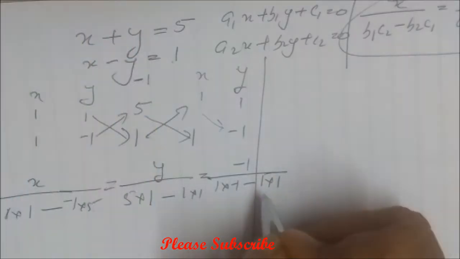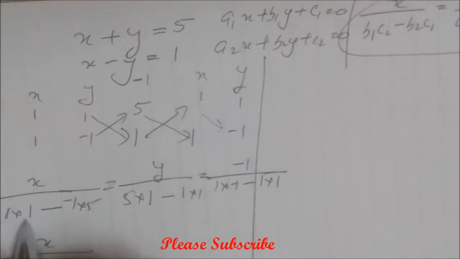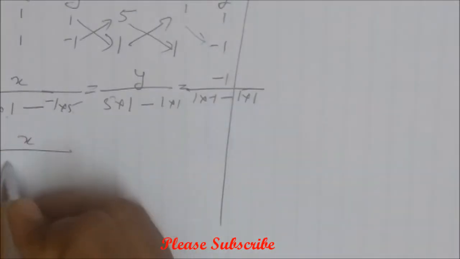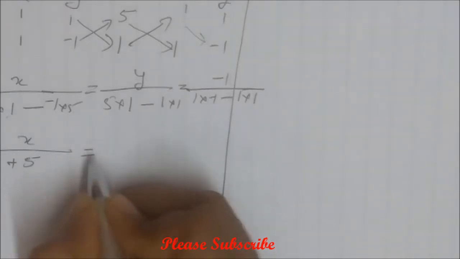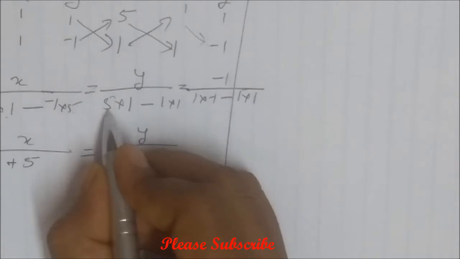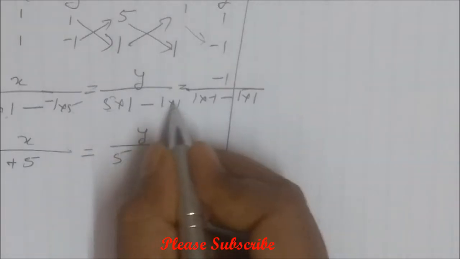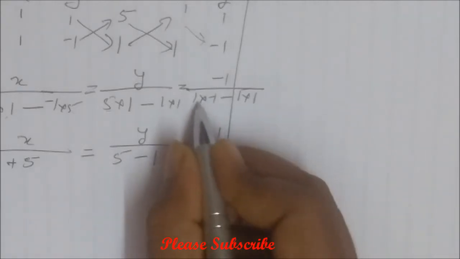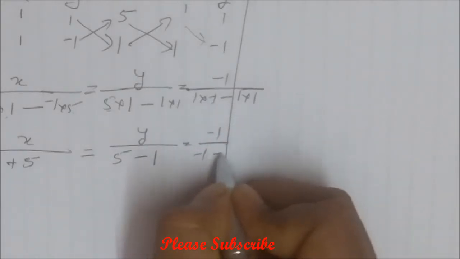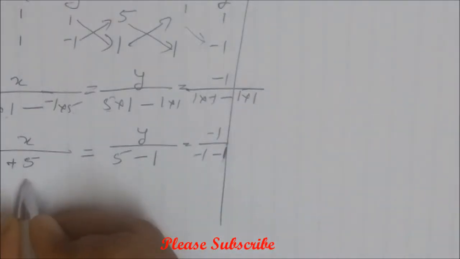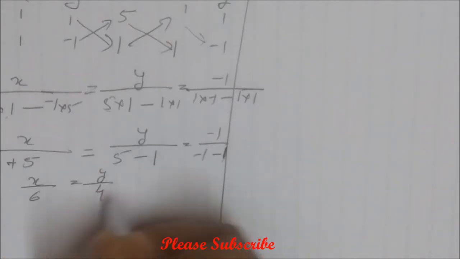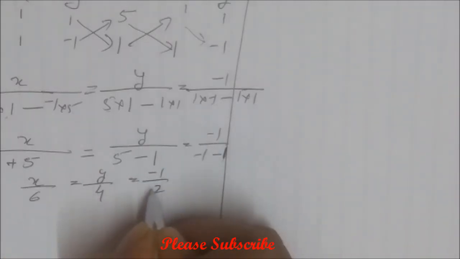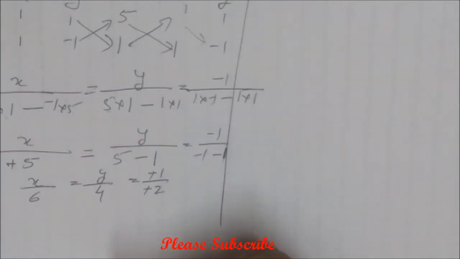Next step, x by, what is 1 into 1? And these two minuses became plus, so it becomes plus 5, is equal to y by 5 into 1, 5, 1 ones are 1, minus 1, is equal to minus 1 by 1 into minus 1 is minus 1, and here it becomes minus 1. So next step is x by 6 is equal to y by 4 is equal to minus 1 by minus 2. Both minuses get cancelled.